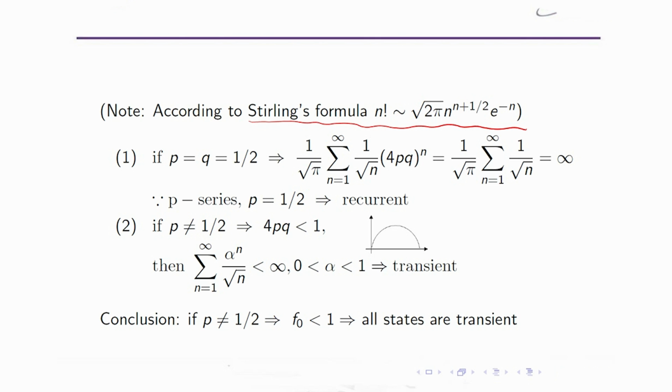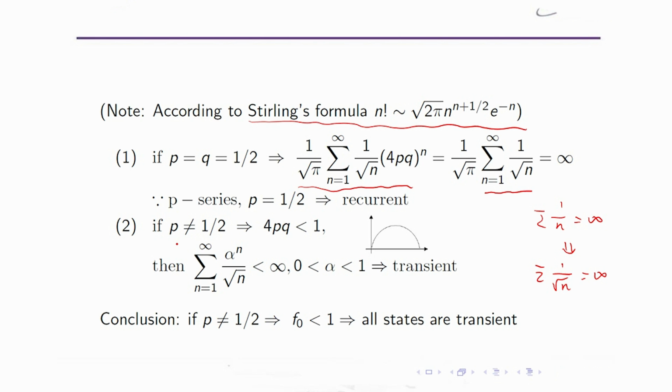Now, we divide the problem into two cases. If p is equal to q is equal to 1/2, then this quantity that we are interested in will be equal to 1 over square root of pi, summation 1 over square root of n. And this is a p-series where p is equal to 1/2. And we know that this is equal to infinity. Why is that? Because we know summation 1 over n is equal to infinity. So we know that summation 1 over square root of n must be infinity too, right?